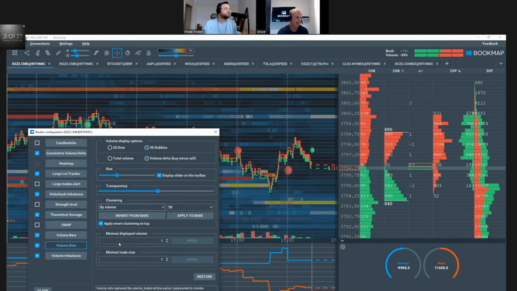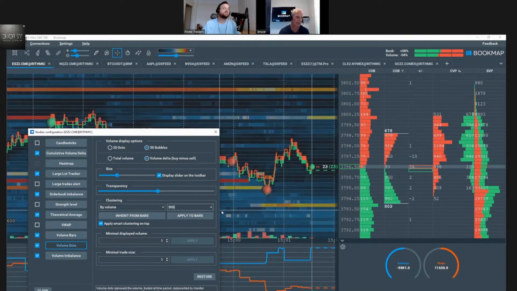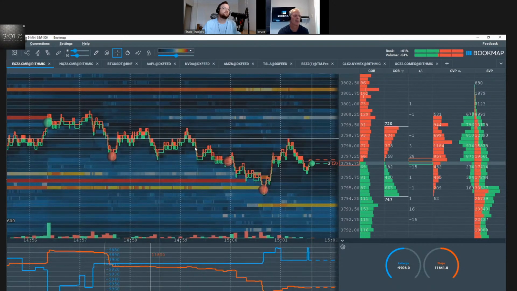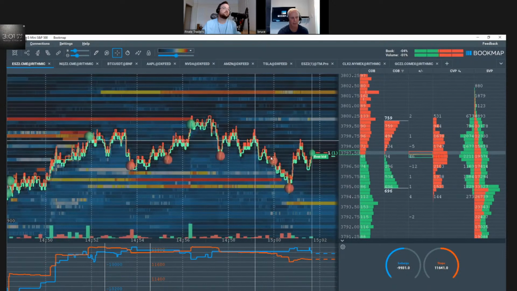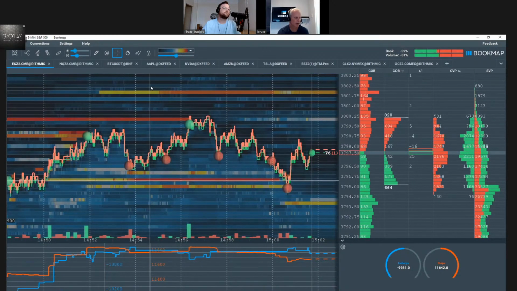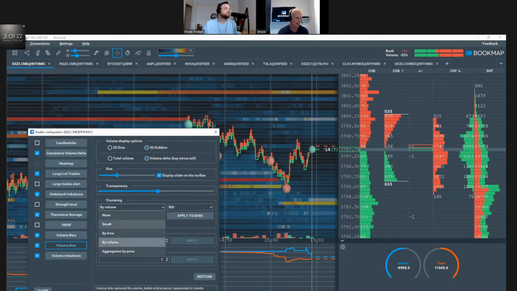Another one is by volume, which is great. So you want to look at 500 transactions. All right. So when 500 transactions took place and when the next 500 transactions took place, give me a volume dot. All right. Now the smart clustering is kind of a combination of both of those together.